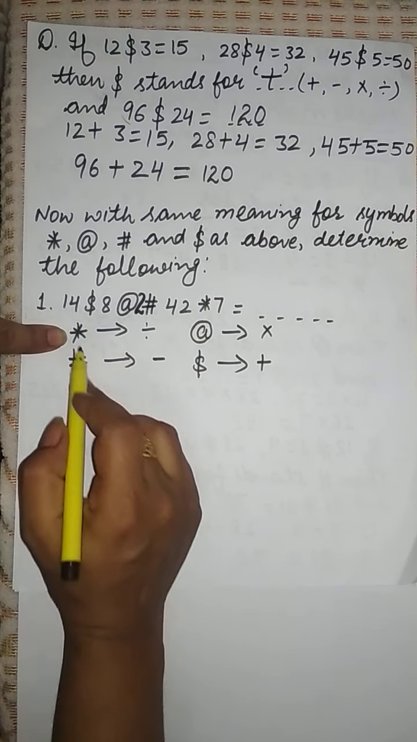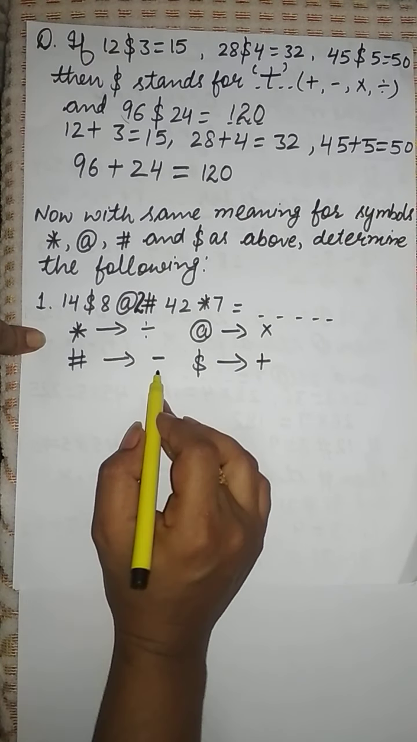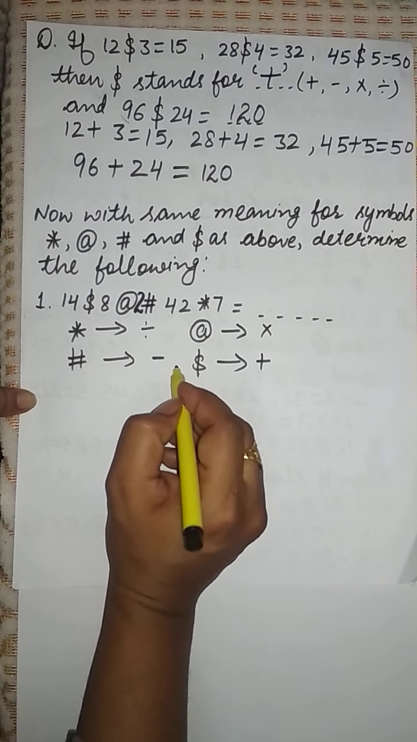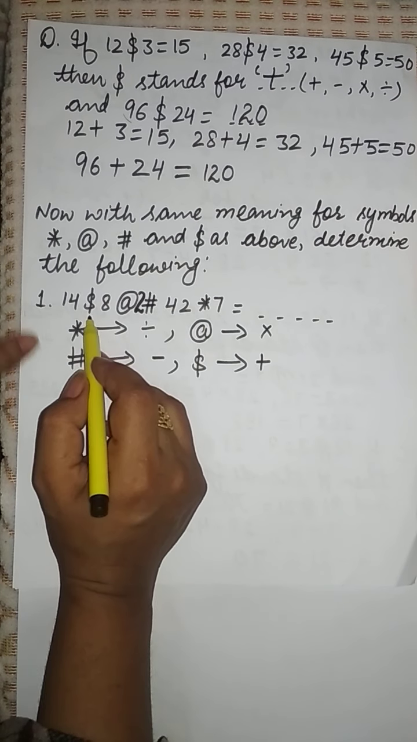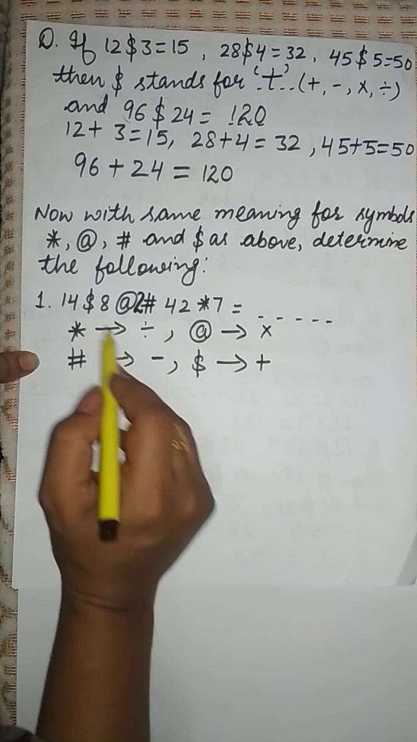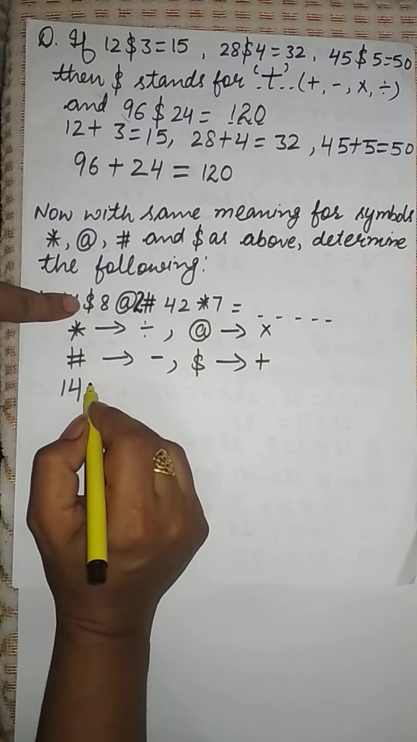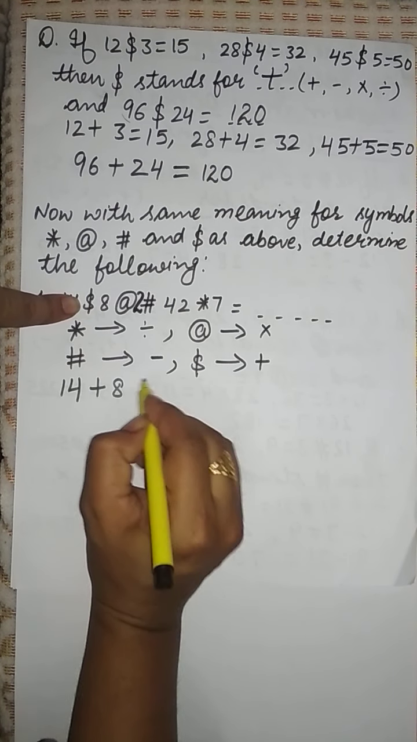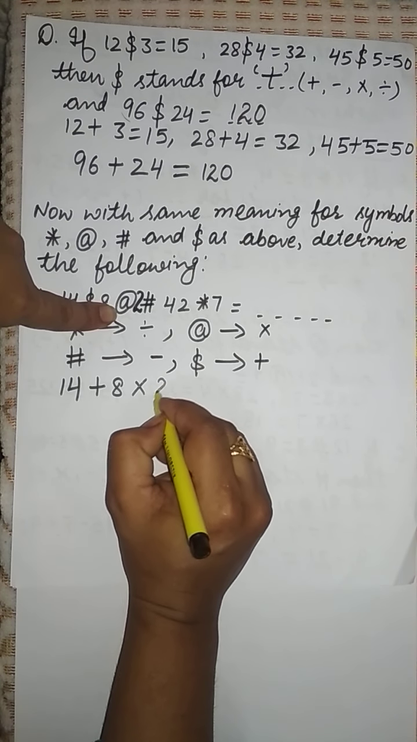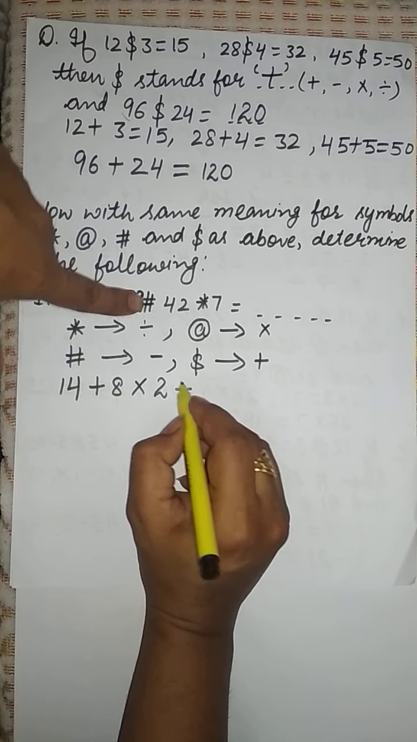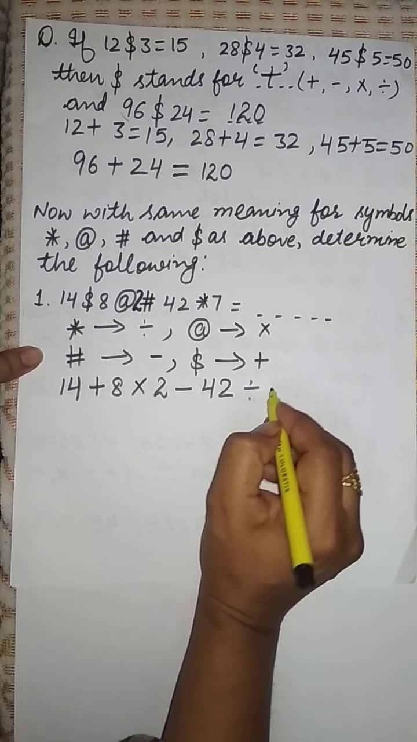So from the above, star represents division, at the rate represents multiplication, hash k represents minus, and dollar represents plus. So from this expression I'll put the signs, that is the mathematical operations, from the above discussion. Now I'll use the mathematical operations. This dollar stands for plus 8. This at the rate stands for multiplication 2. Hash k represents subtraction 42, and this star represents division.